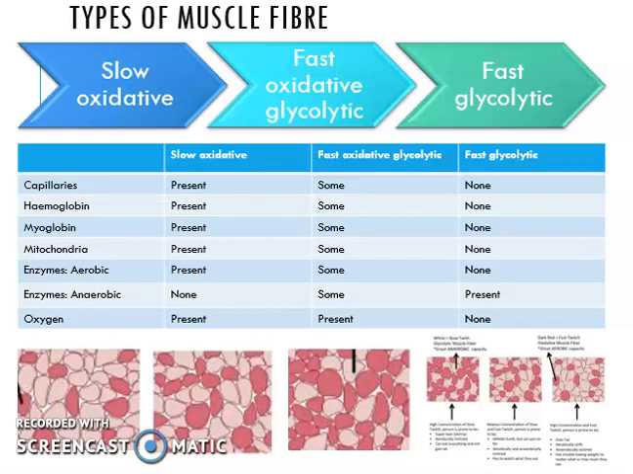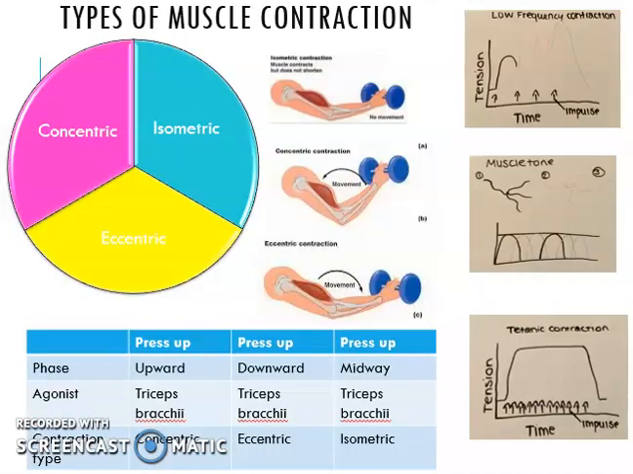a marathon runner is more likely to have a high percentage of slow oxidative muscle fibers. A power athlete like a 100-meter sprinter, a thrower or a jumper are more likely to have fast glycolytic muscle fibers. And lastly, a games player like a footballer or a basketball player are more likely to have fast oxidative glycolytic muscle fibers.